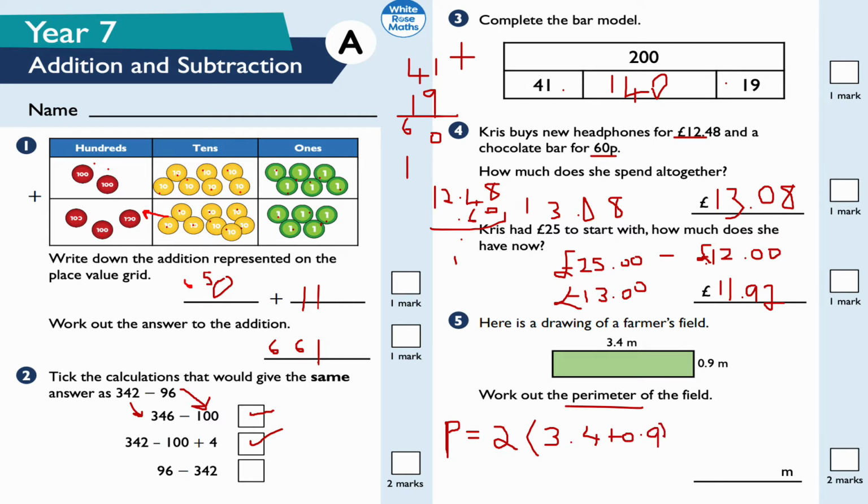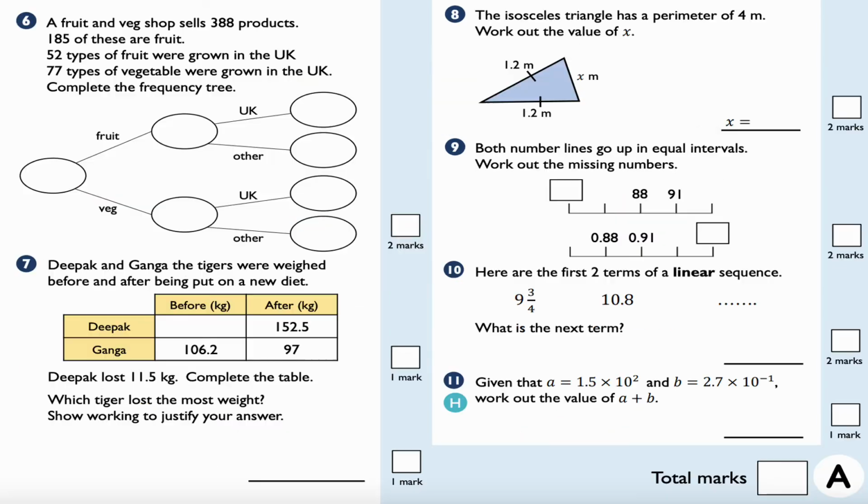So 4 add 9 is 13, so 3 carry the 1. 3 add 0 is nothing, and then add the 1 is 4. So it's 2 lots of 4.3. So if I double 4.3, I get 8.6. Remember that perimeter is always in units. And the unit here is meters, which is given to us in the answer. But it might not always be written, so make sure that you check your answer space, and if it doesn't include the units, make sure to put the units in there.